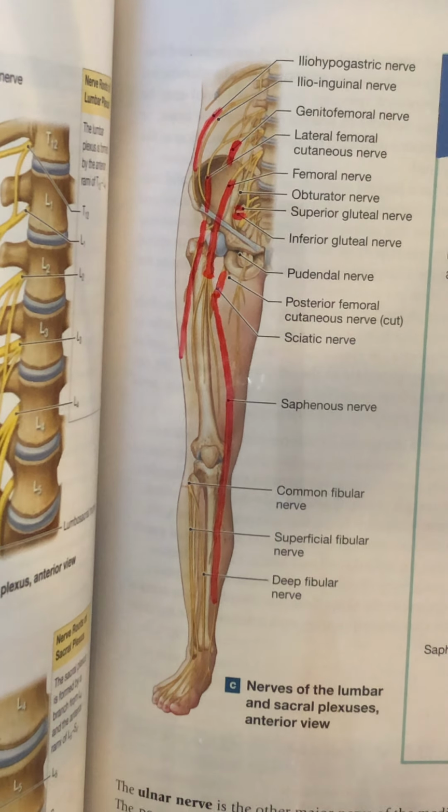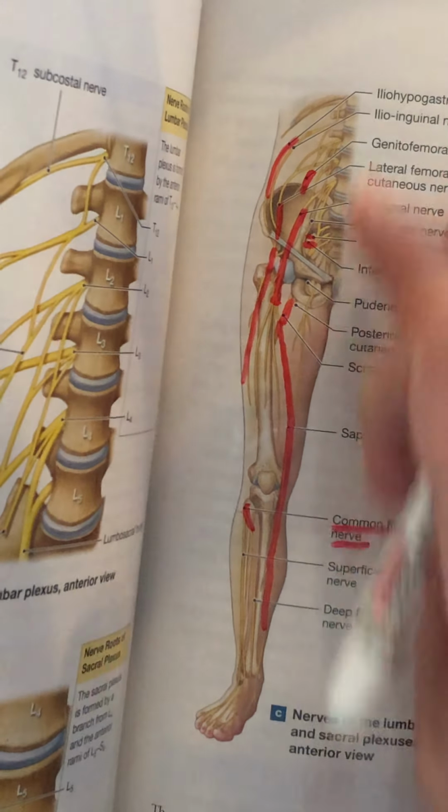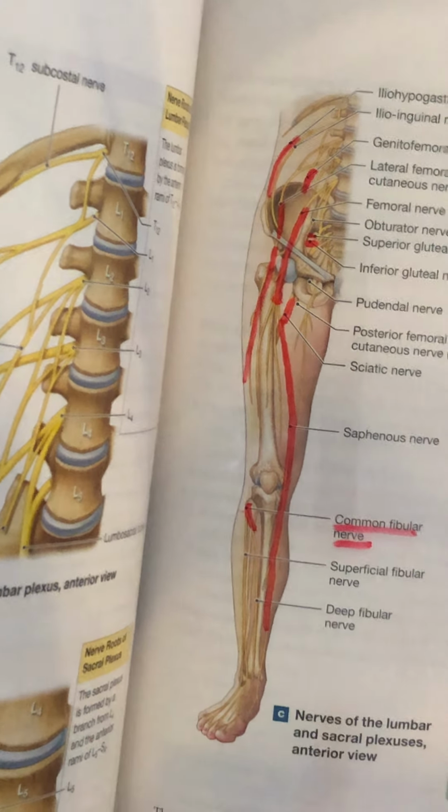Okay. What else can we see on this picture? I don't think we have common... oh yes, we have the common fibular nerve here. So that's new. This is going to wrap around the lateral side of the knee, right below the head of the tibia. Common fibular and tibial, I think we're going to see on the posterior view. Okay, so those are all the nerves that we can see on this anterior view.